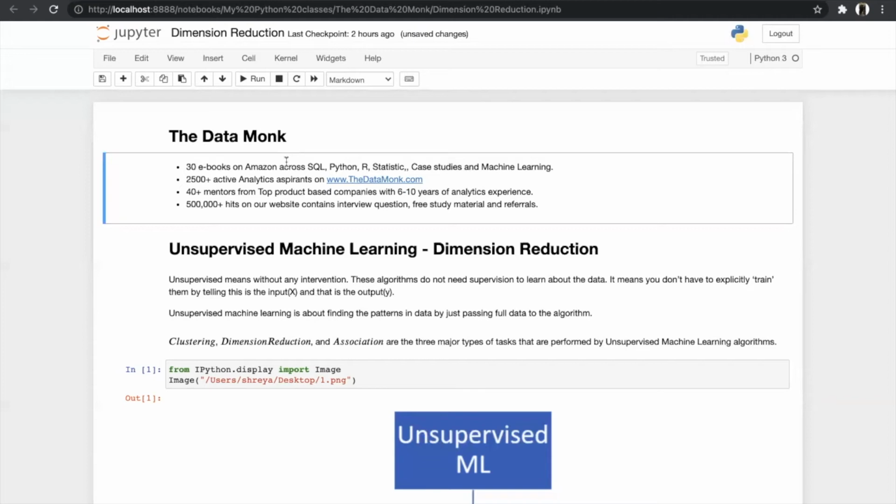Hello everyone. Today we are back with another type of unsupervised machine learning, which is dimension reduction. If you follow this video till the end, then you should know how dimension reduction works, what the different types of algorithms in dimension reduction are, and you should be able to build any type of model in dimension reduction with any type of algorithm.